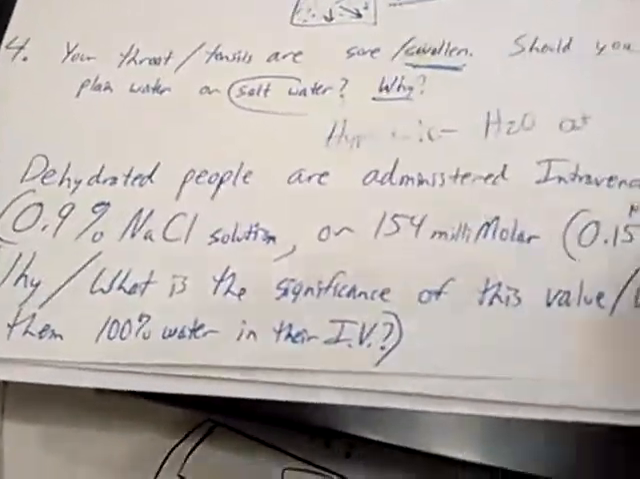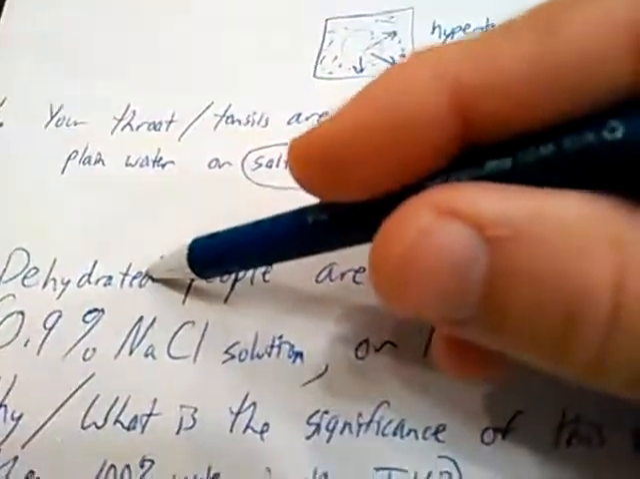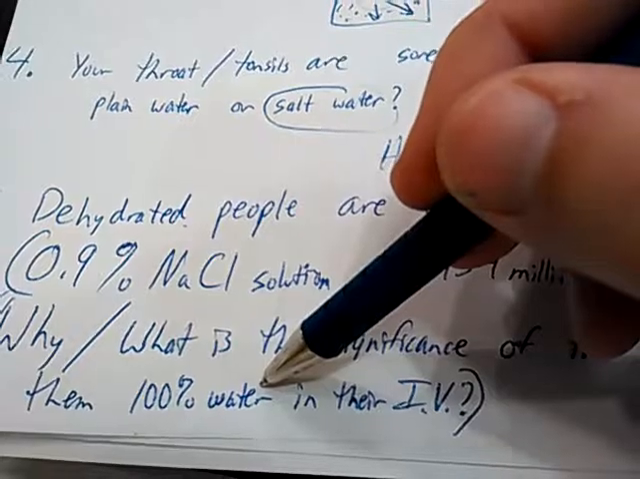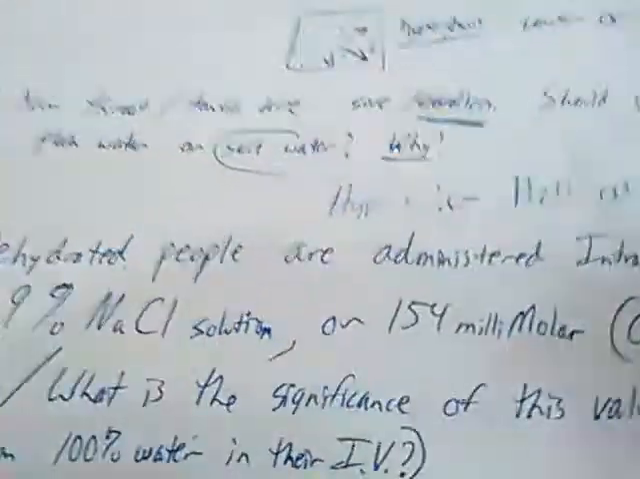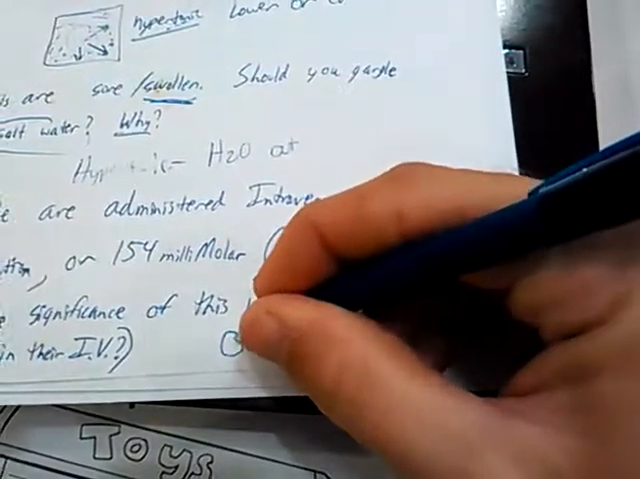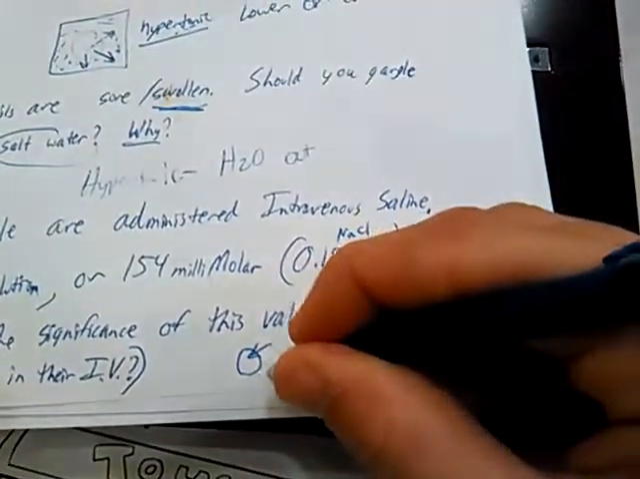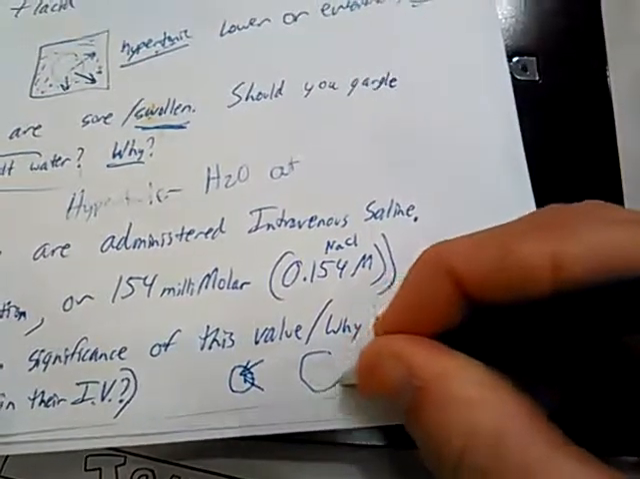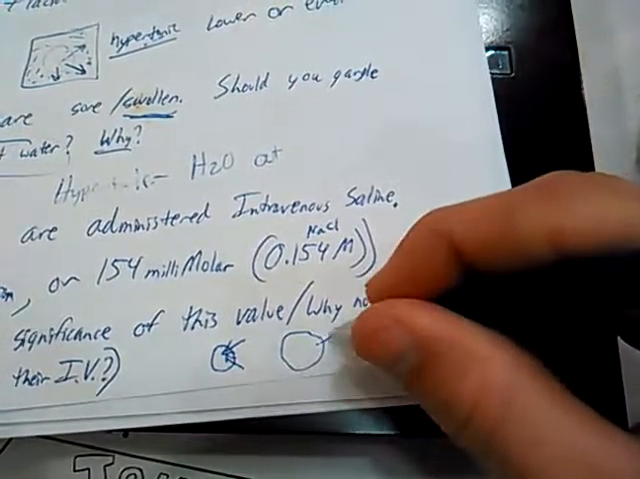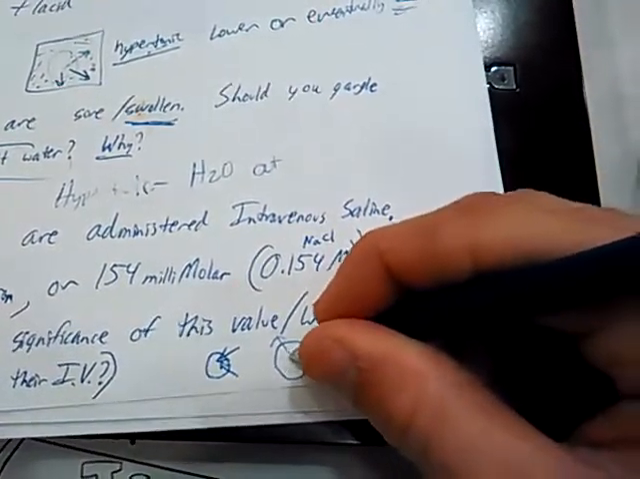So why, and what is the significance of this value? Why not just give them 100% water in their IV? I mean, they are dehydrated, so we could get them hydrated better if we gave them 100% water, right? Well, no. You remember that video of what happened when we put cells in distilled water? We did it with plant cells and they got swollen. We do it with animal cells and they don't have a cell wall. You get the hippo cell, and eventually it gets too big for the cell membrane and the cell breaks.